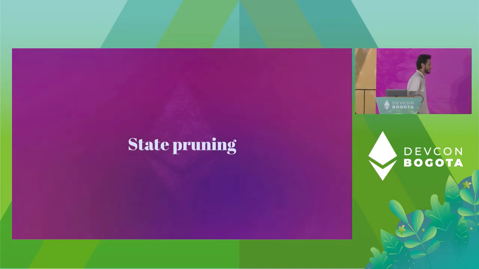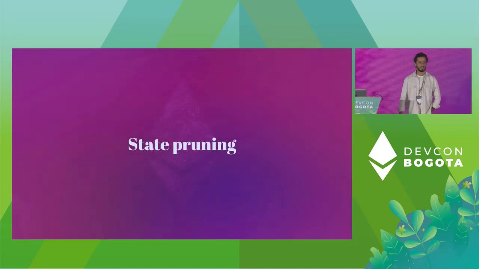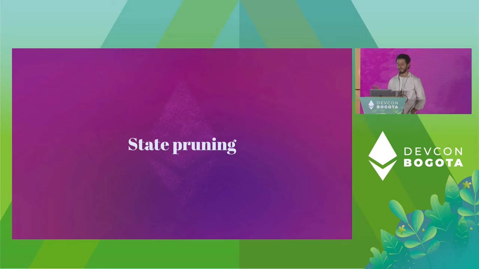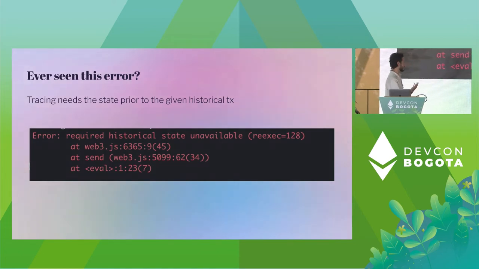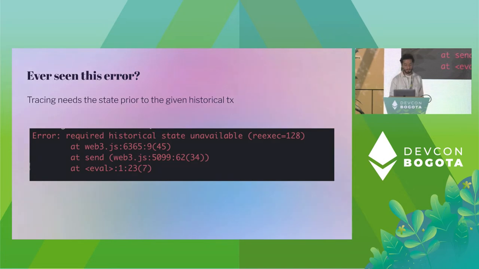So now I want to talk a bit about how Geth stores state, because it is very relevant when you're doing tracing. If you've been tracing, you probably saw this error, required historical state unavailable. Specifically, when you want to trace a historical transaction, one that was mined.